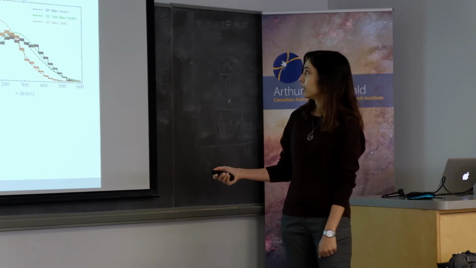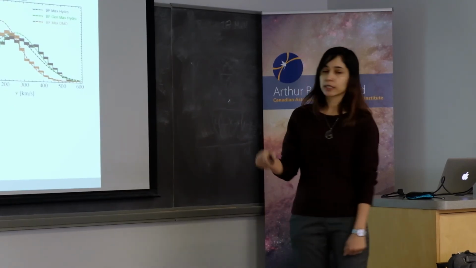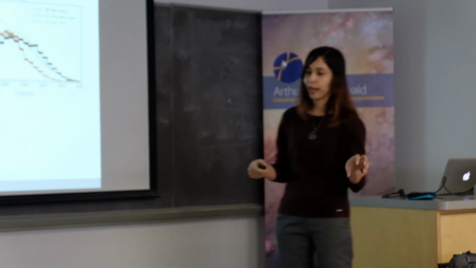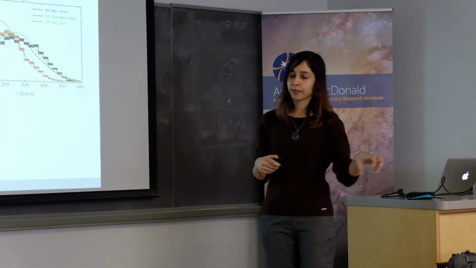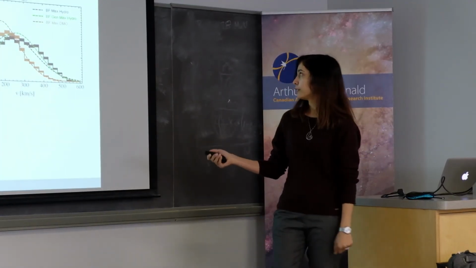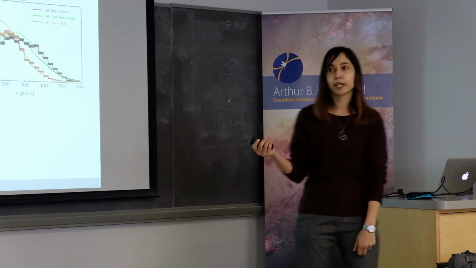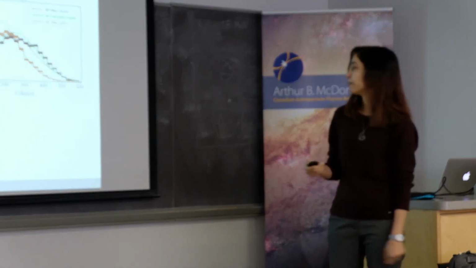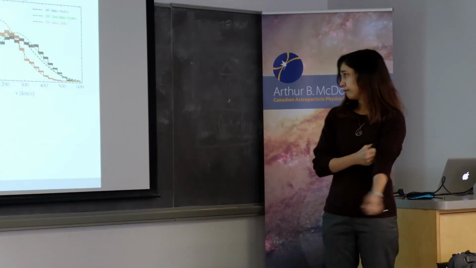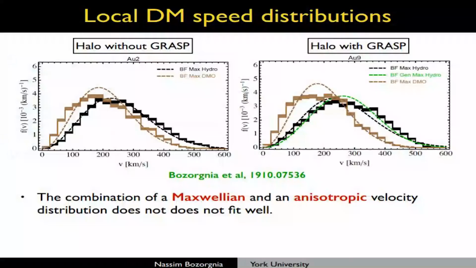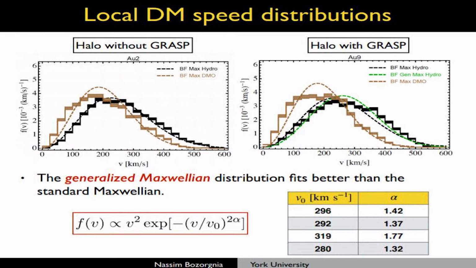But we checked what Evans et al. introduced, which has 2 components, Maxwellian plus anisotropic, and it doesn't fit better than the usual Maxwellian. Again, this is because of the anti-correlation we have between the fraction and the anisotropy of these GRASP particles. So this doesn't fit. But we found that if we add a parameter to this Maxwellian, the generalized Maxwellian, which has this added parameter alpha, the fits become better.